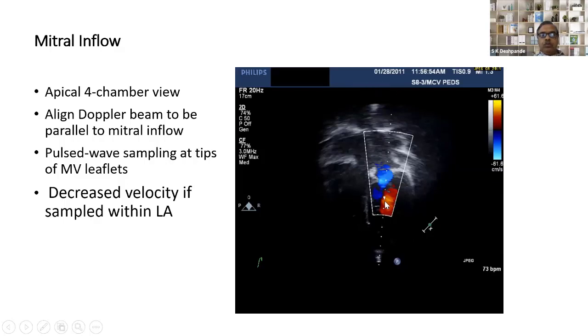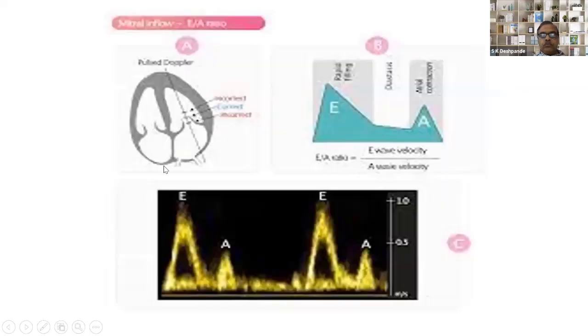So this is the mitral valve. Just at the closure line of the mitral valve, they put the probe, and the pulse wave is sampling at the tips of the mitral, and this is measured. Then we get such a reading. We get an E wave, then a diastasis, that is just some sort of a baseline, and then there is the A wave, E and A, like this. This is C.